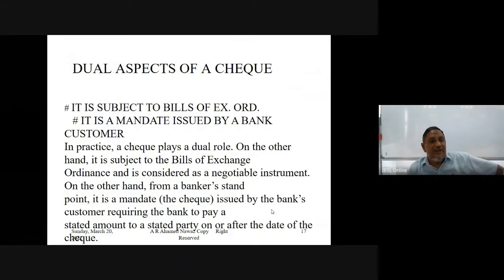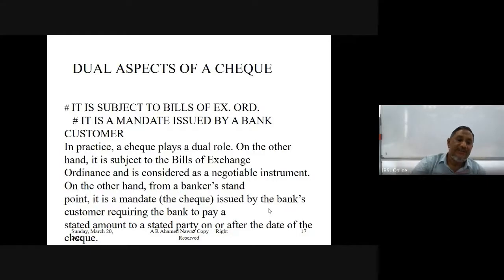Dual aspect of a cheque means it is subject to the Bill of Exchange Ordinance, and it is a mandate issued by the customer to the bank. In practice, a cheque plays a dual role. On the one hand, it is subject to the Bill of Exchange Ordinance and considered a negotiable instrument. On the other hand, from the banker's standpoint, it is a mandate. The cheque is issued by the bank's customer, requiring the bank to pay a stated amount to a stated party on or after the date of the cheque.